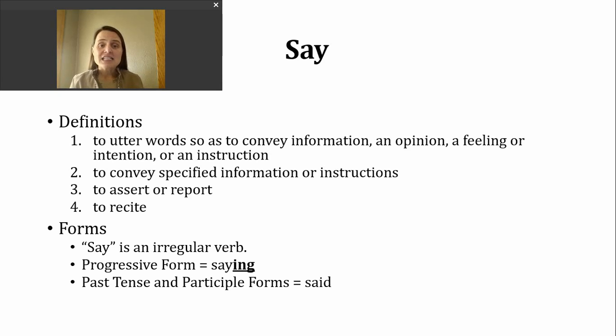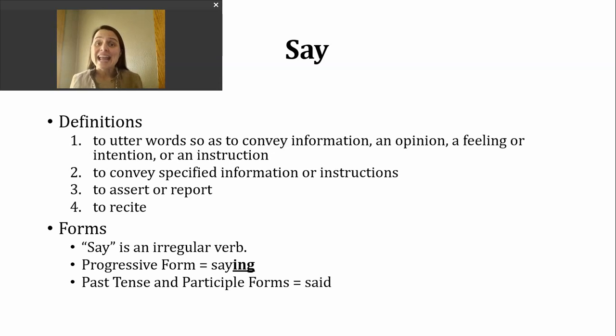So with the second definition, we could be using say when we've actually seen something in writing. For example, if a friend texted you a particular message and you're sharing that with someone else, you might say, my friend said, and share what was in that text message.